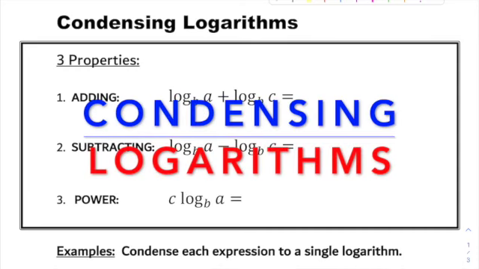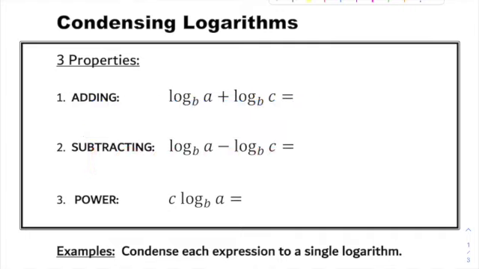Murray's Mathland. Today we are taking a look at condensing logarithms, and to do so really requires using three properties. Three properties we're going to look at first before we do a few examples. So the first property is adding logs. How do you add two logs together?